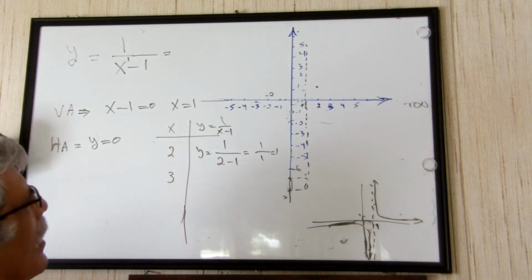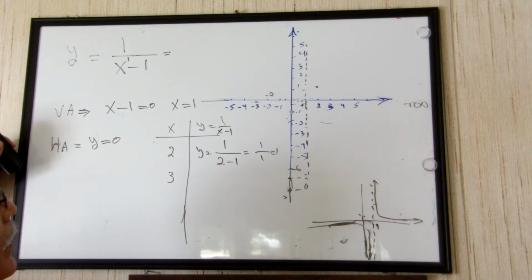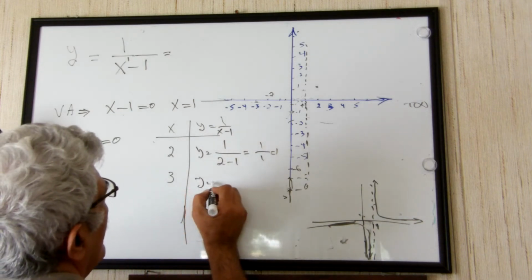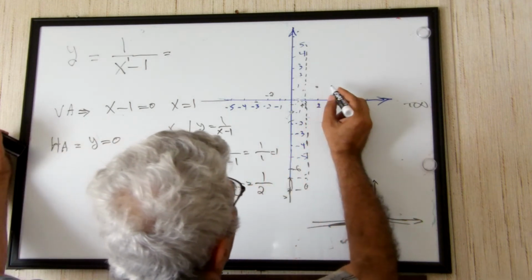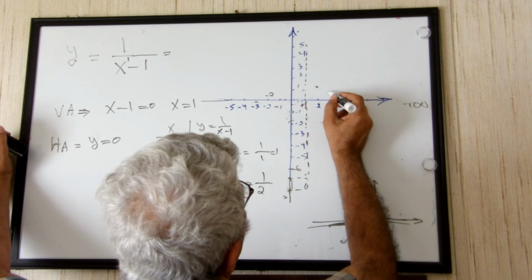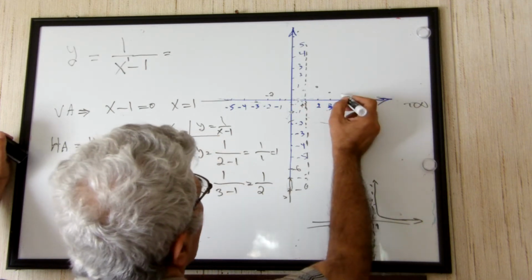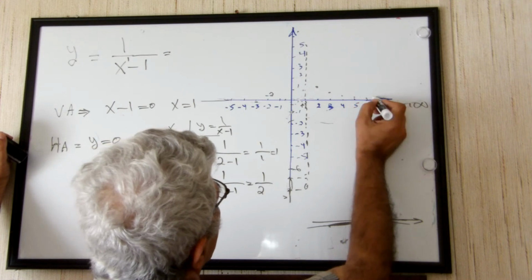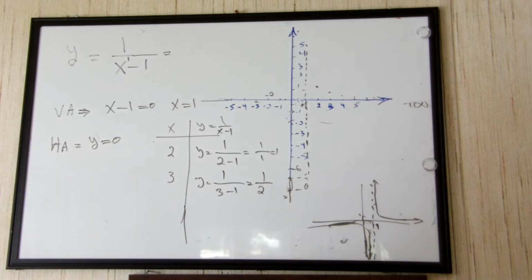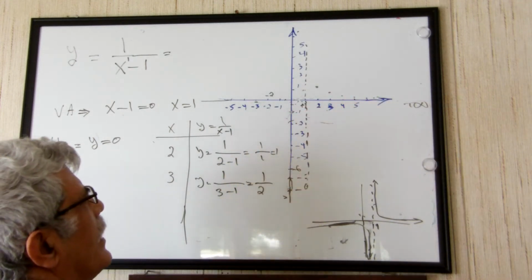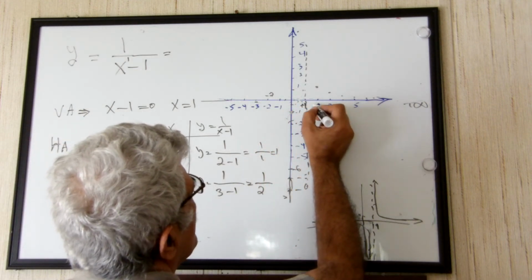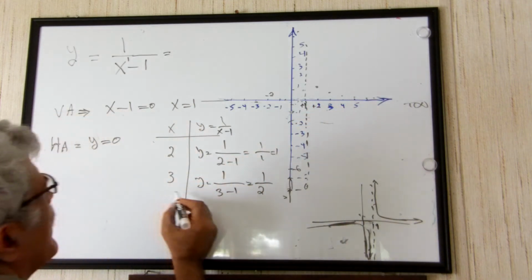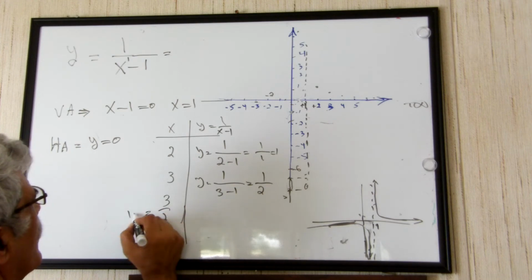At 3, y is 1 over 3 minus 1, which is equal to 1 over 2, so at 3 it's going to be a half, and at 4 also it's going to get smaller and smaller and smaller, like this, but it's not going to be 0. It's not going to get to... it's going to get to infinity. How about some point between plus 1 and plus 2? We say 3 over 2, 1.5.